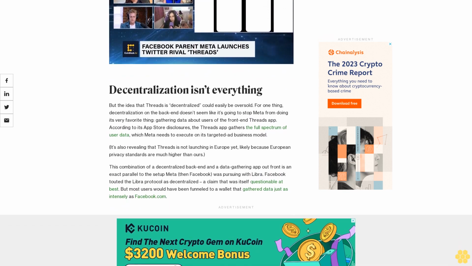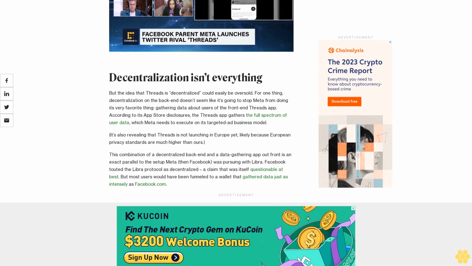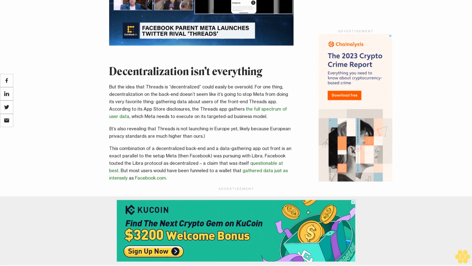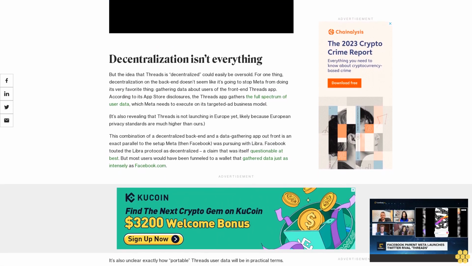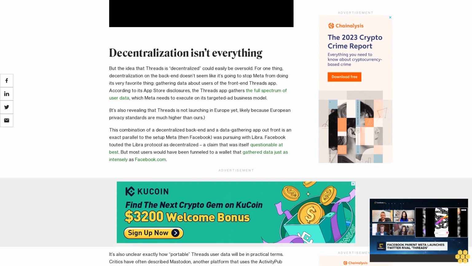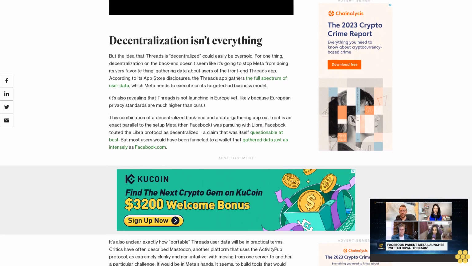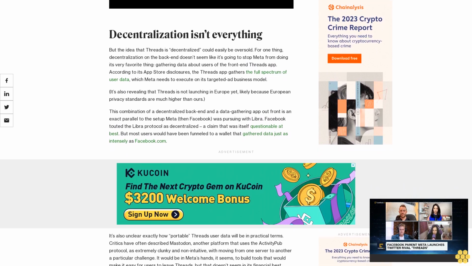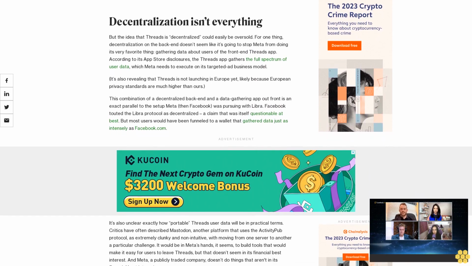It's also revealing that Threads is not launching in Europe yet, likely because European privacy standards are much higher than ours. This combination of a decentralized backend and a data-gathering app out front is an exact parallel to the setup Meta, then Facebook, was pursuing with Libra. Facebook touted the Libra protocol as decentralized, a claim that was itself questionable at best. But most users would have been funneled to a wallet that gathered data just as intensely as Facebook.com.